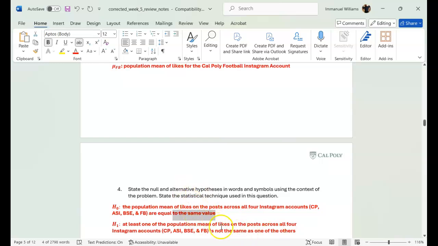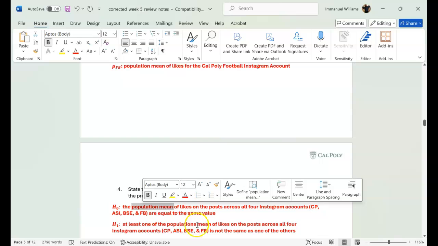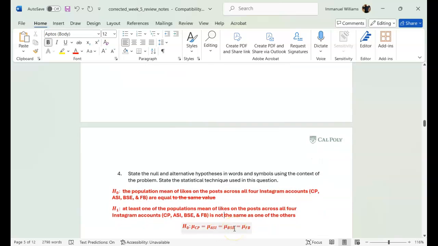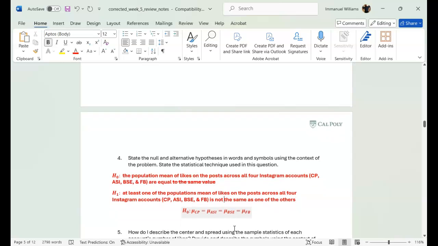So this is in words, right? And these are some key indicators. You have to have the population parameter. If you do not, points will be taken away. And there's no way to symbolically describe what the alternative hypothesis would be. So when it says state the statistical technique, I'm going to say one way.